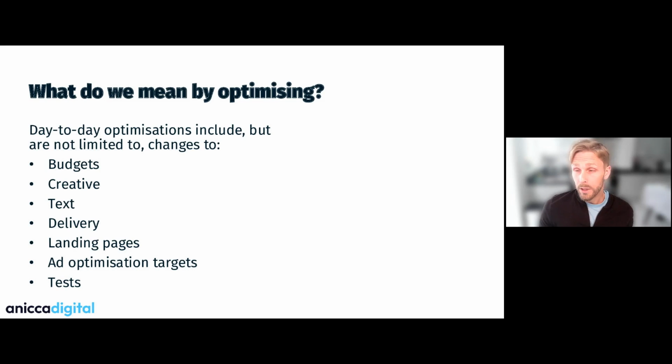Day-to-day optimizations include, but are not limited to, budget changes, changes to creative, text changes, different types of delivery. By delivery, that could mean things like different placements, landing pages. So what pages you're sending people to through the ads, that can make a big difference. Ad optimization target, so what you're optimizing the ads for, aligning that with your goal. Say, for example, you're trying to achieve sales. If your ads are optimized to clicks, then you might not see the sales that you want because you've told the platform to look for clicks instead of sales. And running different tests as well, just to see what changes can do.